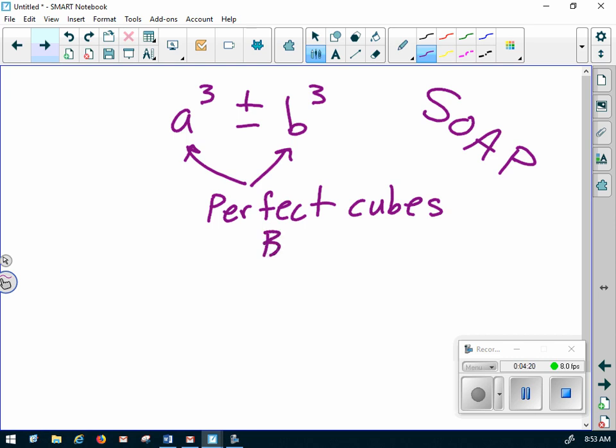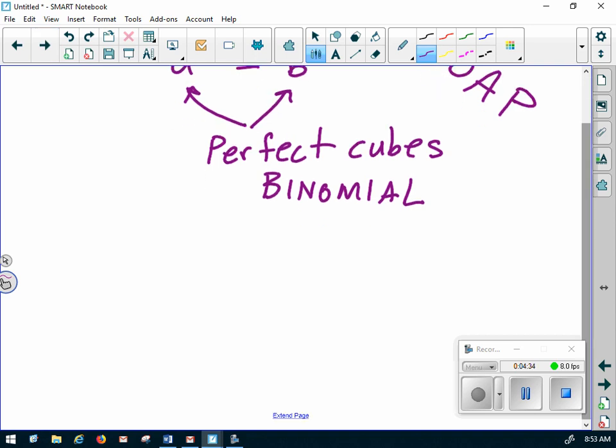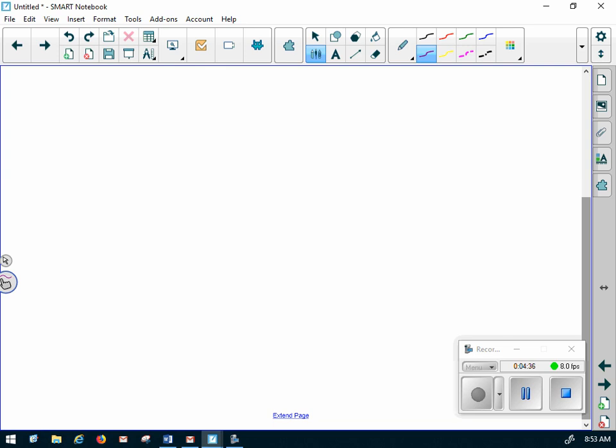Both of these numbers must be perfect cubes. They must be some number on that list you just wrote. And you must have a binomial. A binomial. Right below that, do you see where it says a cubed plus b cubed? What I'm going to do is write down a formula, and then I'm going to show you how to use it.